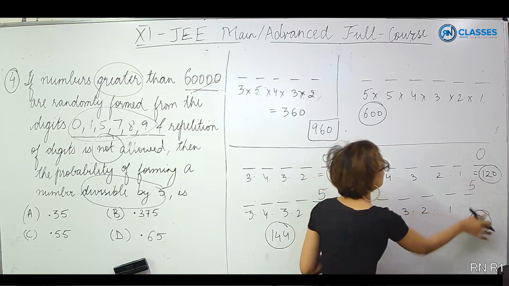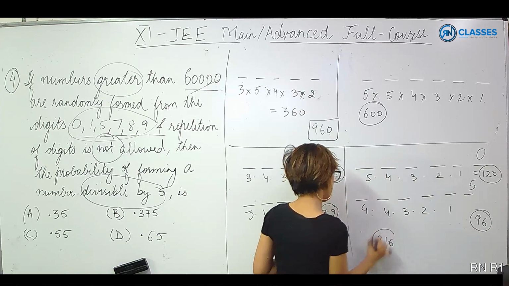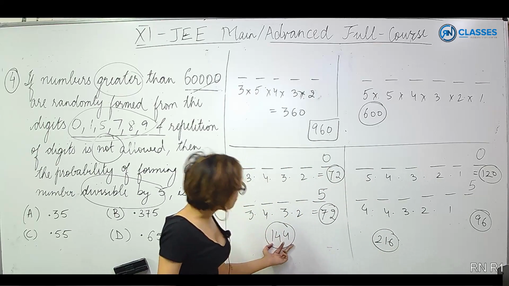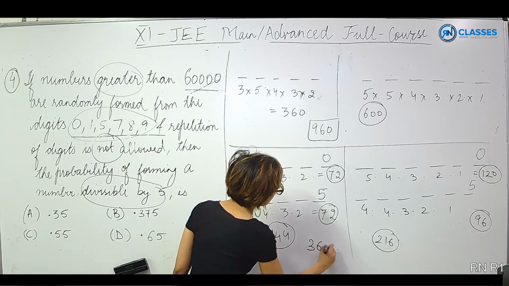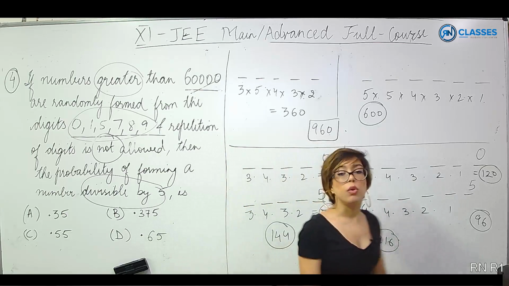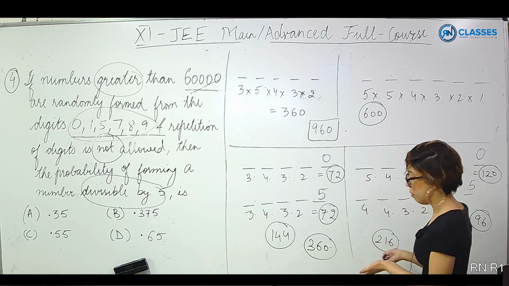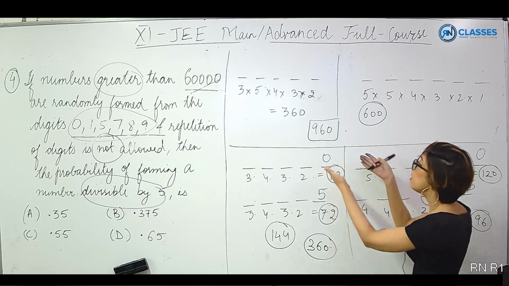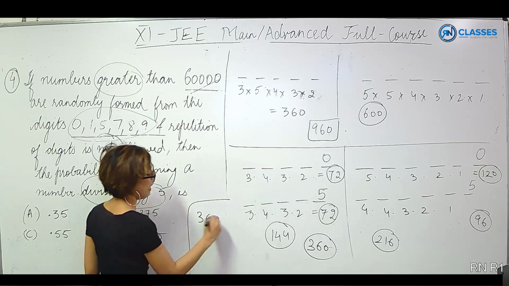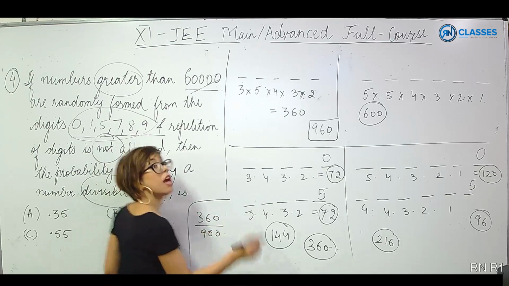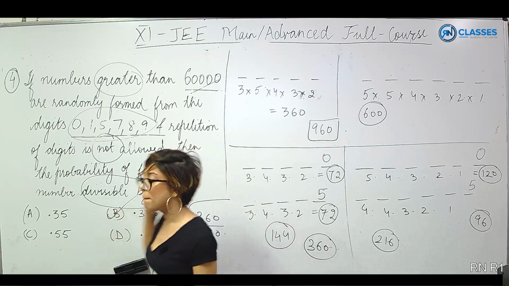In total, I am getting 216 numbers here and 144 from the 5-digit case. In total, I am getting 360 numbers. So the number of favorable outcomes is 360, and the total is 960. That is why the probability is 360 by 960, which will give you answer option B.